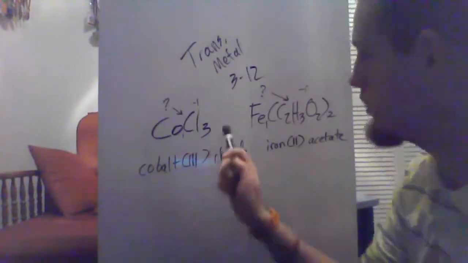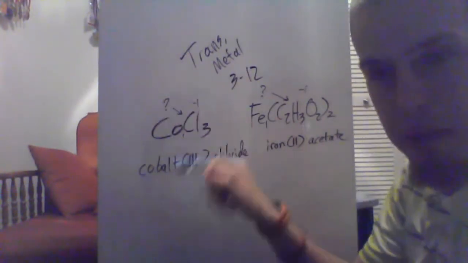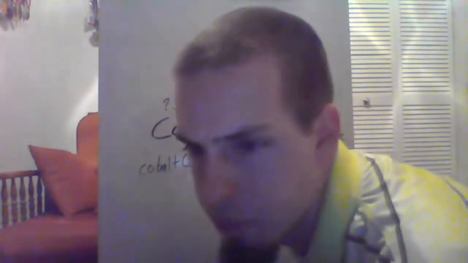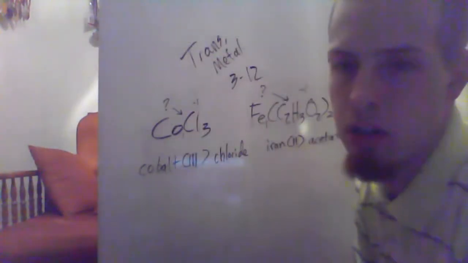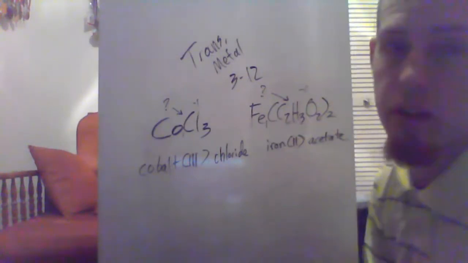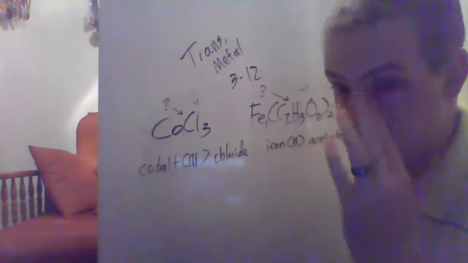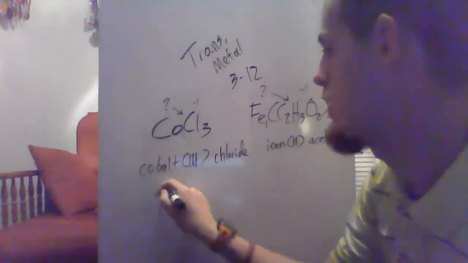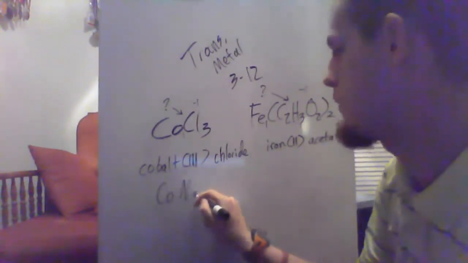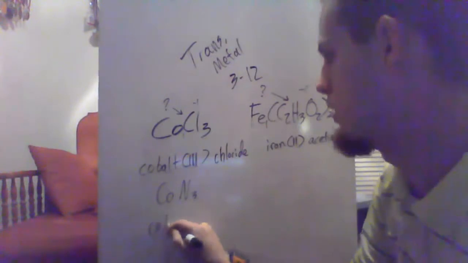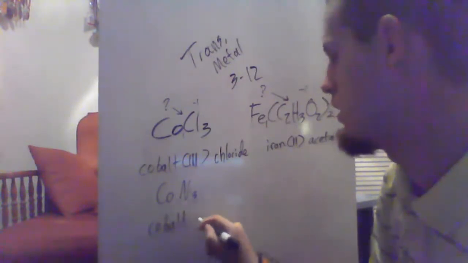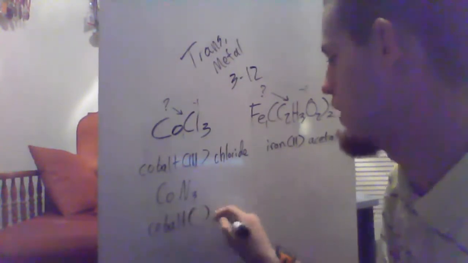So what's the secret? Look at that last number. Think about that crisscross. That one's kind of a little weird. So if it was CoN3, okay, it would be cobalt nitride.